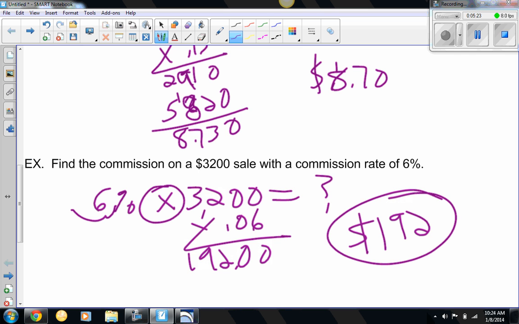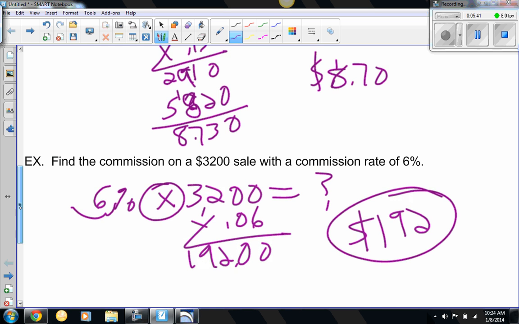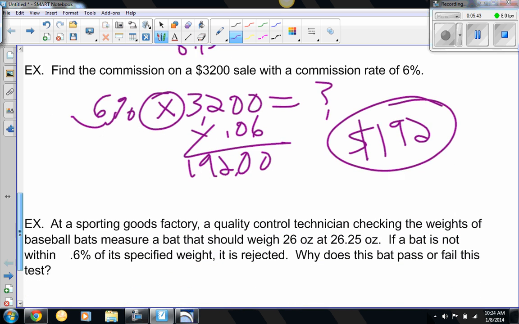So if it could be a car, if I sold a $3,200 car to someone and I earned 6% of that sale, I made $192 because I sold that car to somebody. Okay, so that's what commission is, and that's why a lot of people that work on commission tend to be a little bit pushy. Not all of them are, but it's because they're trying to earn more money.